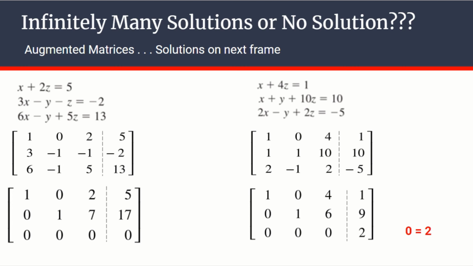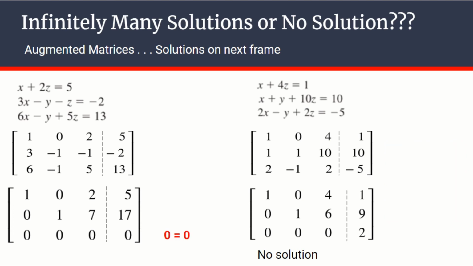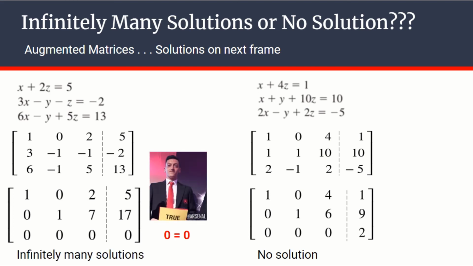When you get all 0s and then 2 to the other side of the dotted line, you're getting 0 equals 2, which is a no solution problem because 0 does not actually equal 2. That's a false statement, right? So those are the ones where you put no solution and you move on. On the left, however, you get 0 equals 0. That's a true statement, which means now you have infinitely many solutions.